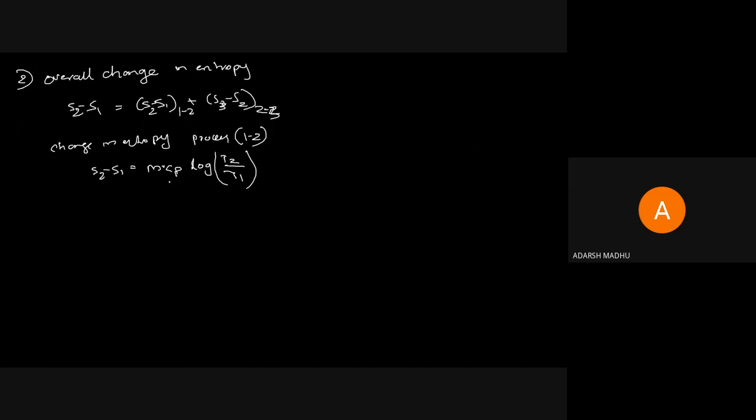So m is given, Cp value is given, T2 is given, T1 is given. So we can directly find the value for the first process. m is 1.394, Cp is 1.005, log of T2 by T1, that is log 600 by 300, that is log 2. You will get the value 0.9711 kilojoule per Kelvin. Okay.